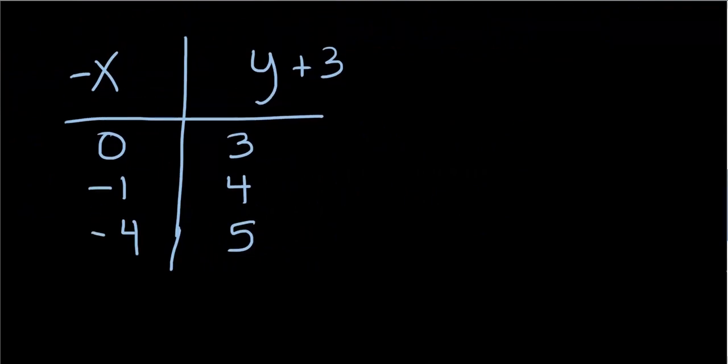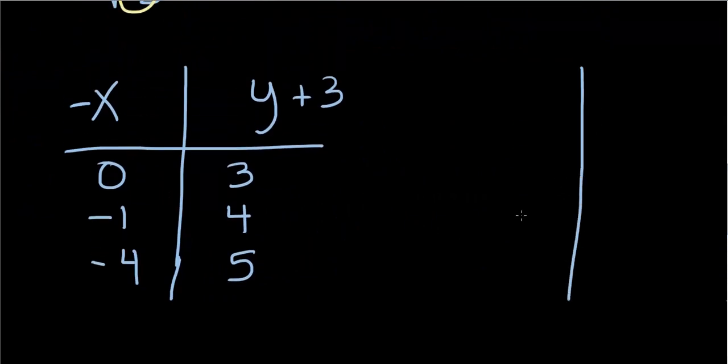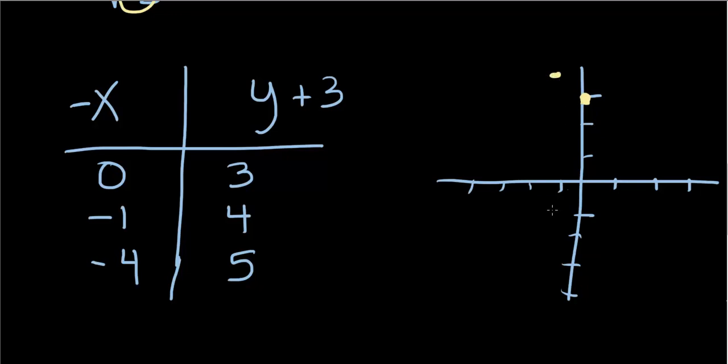So let's see. So we're going to plot (0, 3). It's right here. (-1, 4), so somewhere around here. And (-4, 5). So if you notice, it's going to go up like this.